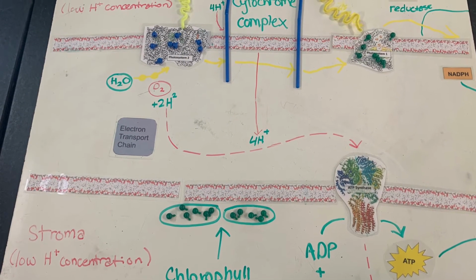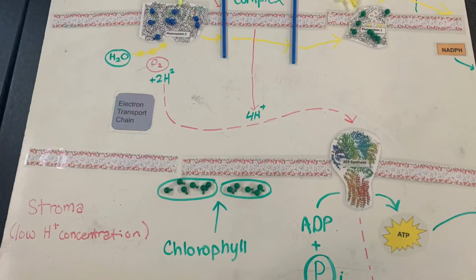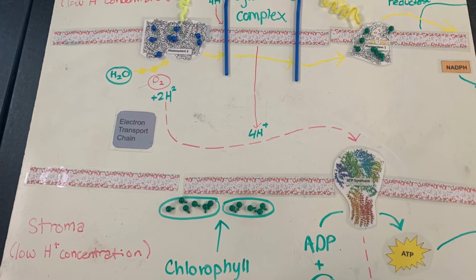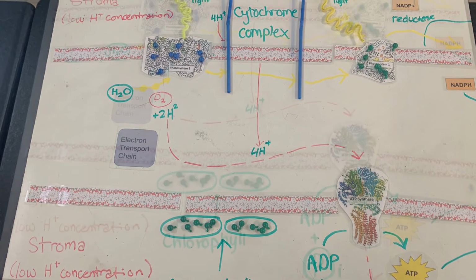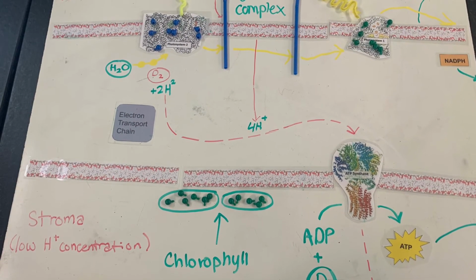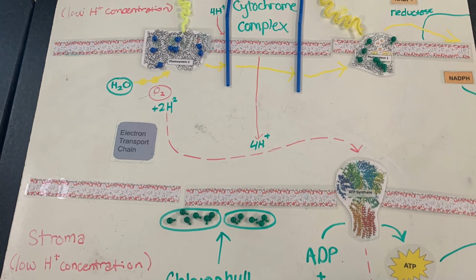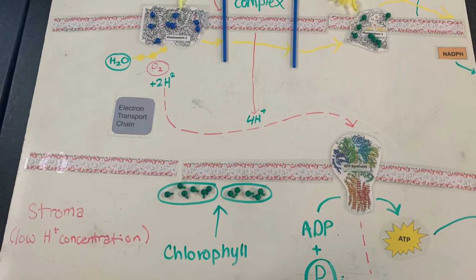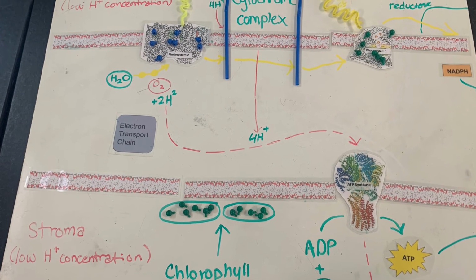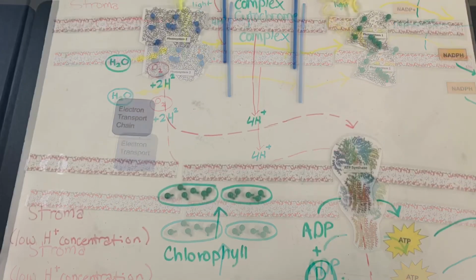The products from the light reactions that are taken to the dark reactions, aka the Calvin cycle, to complete the process of photosynthesis would include ATP, which is in the yellow on the bottom right, as well as NADPH, which is in the orange on the top right, which came from the NADP plus reductase.